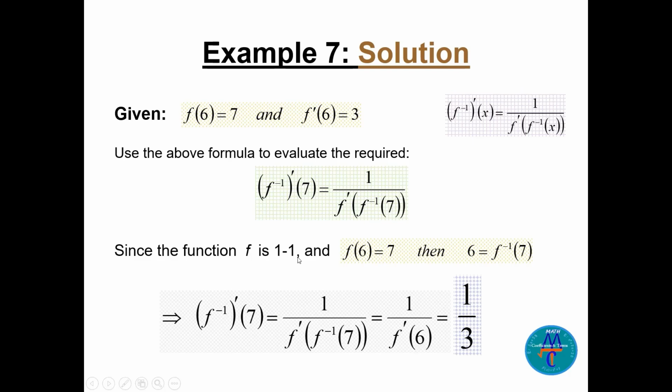So we know the function is 1-to-1. It's given, and f of 6 is equal to 7. Let's take the inverse here on both sides. So we put f inverse, f inverse. So 6 is equal to f inverse of 7. So let's go back here to the formula we need: the derivative of the inverse at 7, 1 over f prime of f inverse at 7. f inverse at 7 is 6 from here, you see. So we put 6 inside the bracket. f prime at 6 is already given as 3 in the question. So the answer will be 1/3.